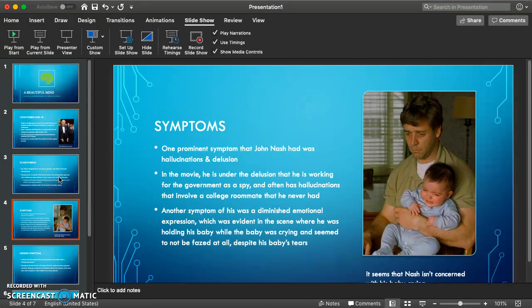One prominent symptom that John Nash had was hallucinations and delusion. In the movie, he is under the delusion that he is working for the government as a spy, and often has hallucinations that involve a college roommate that he never had, and that college roommate's niece that he fabricated, whom his college roommate had to adopt after the niece's mother died in a car crash. Over on the right, you can see Nash in the movie holding his son, and he's not concerned that the baby is very upset and crying, or he's not fazed at all.